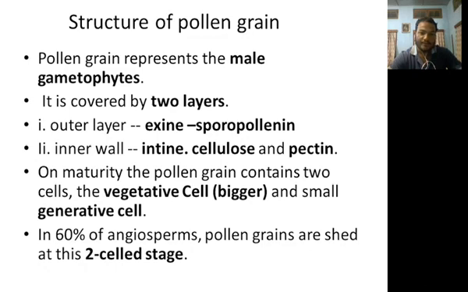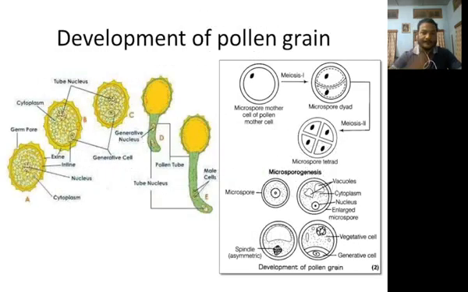On maturity, the pollen grain contains two cells: the vegetative cell, the bigger one, and the generative cell, which is very small. At first it is attached to the pollen wall. Later on it is separated from the pollen wall. In 60% of angiosperms, pollen grains are released from the anther at this two-celled stage.